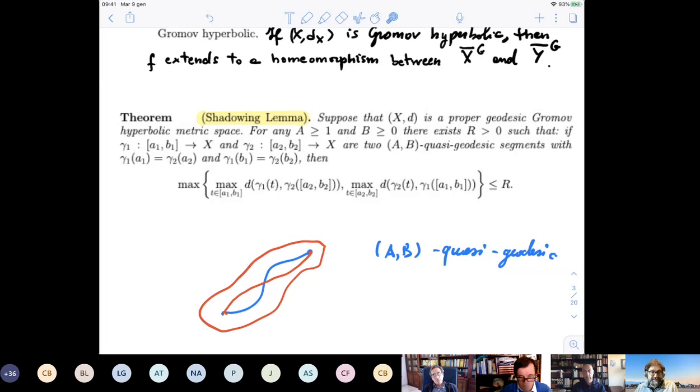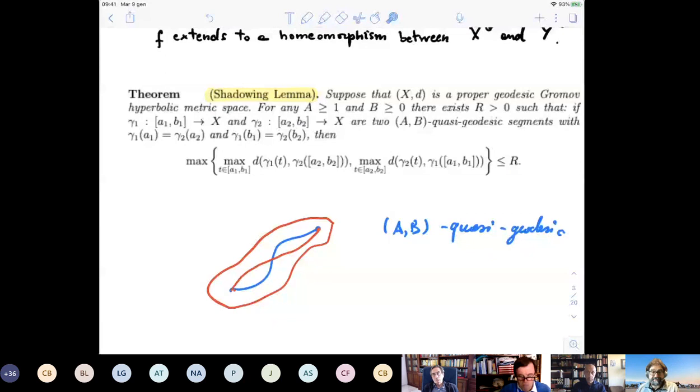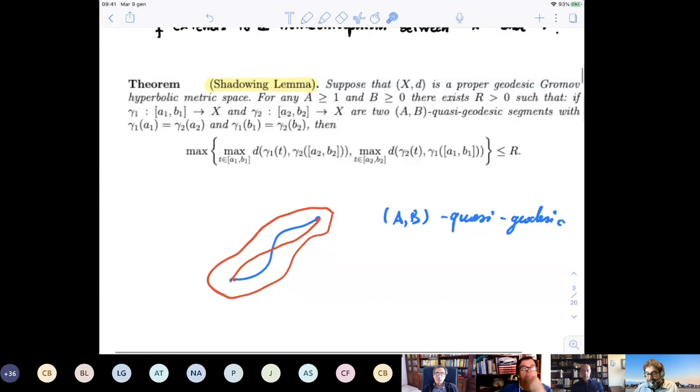But it might be easier, and in fact it is easier, to find the quasi-geodesic. And whenever you are given a quasi-geodesic, the shadowing lemma tells that the geodesic starting from the same point and arriving at the same point is not very far from your quasi-geodesic. And in fact, it stays in a finite neighborhood, which depends only on A and B. So that's one of the basic results of Gromov, and it's the so-called shadowing lemma.